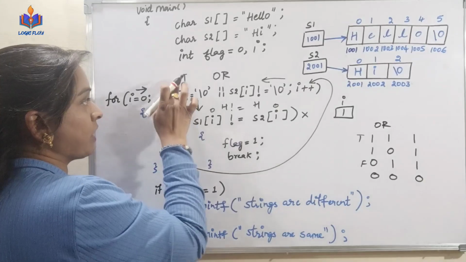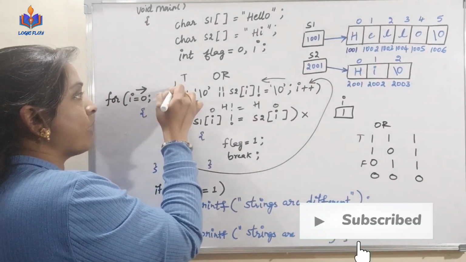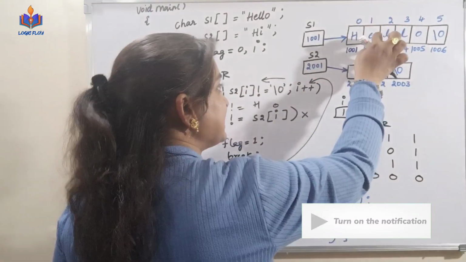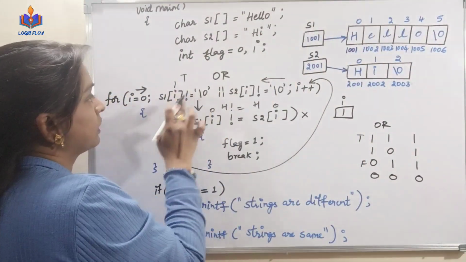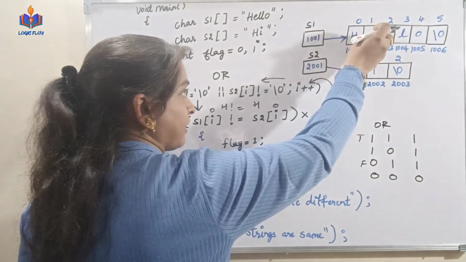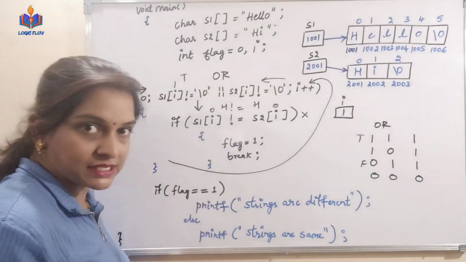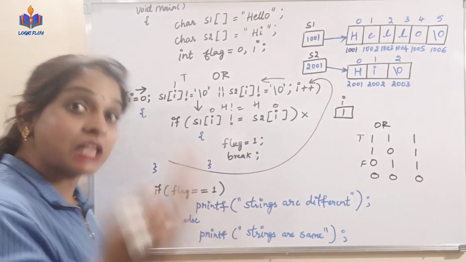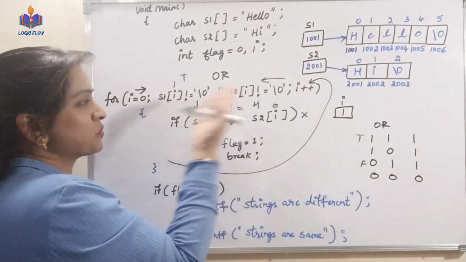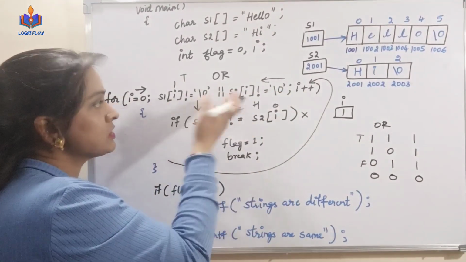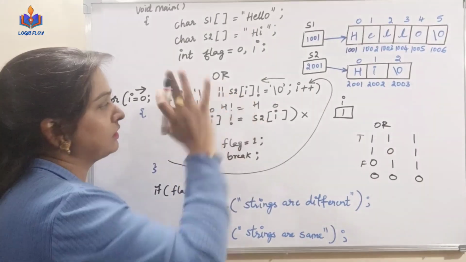Then again check the condition. I becomes 1, S1 of 1. What is S1 of 1? It is E. Is S1 of 1, which is having a character, not equal to null? Yes, obviously not equal to null. Should I check this S2 of I? No. Once this condition is true, I need not check S2 of I. It is not equal to null, meaning it is having a character. Done. Get inside.